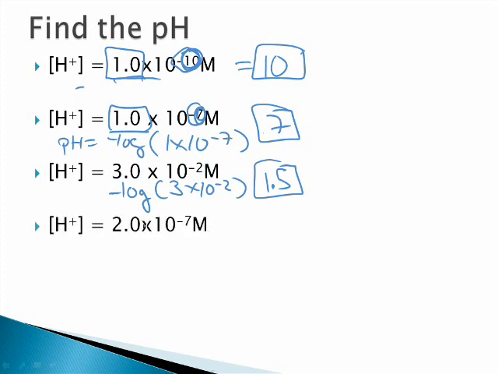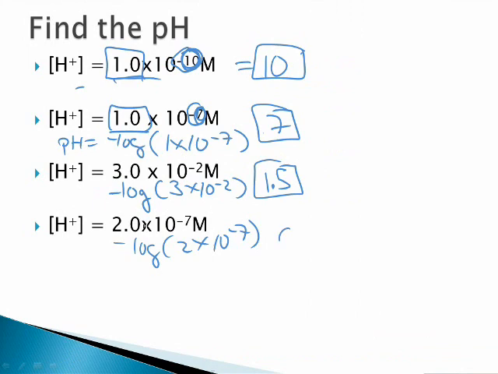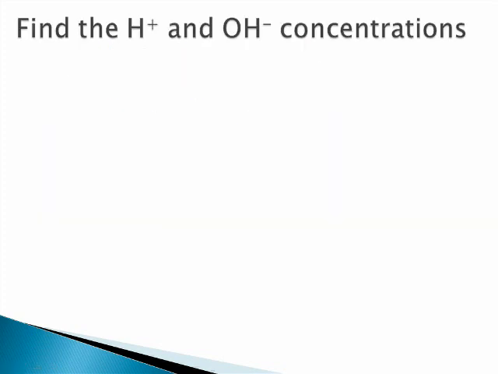Let's try the next one. 2 times 10 to the minus 7: minus log 2E minus 7 equals 6.69, or 6.7. So this is about 6.7. So this first one is a basic solution, this is neutral, this is acidic, and this is acidic. Let's do the OH concentrations now.